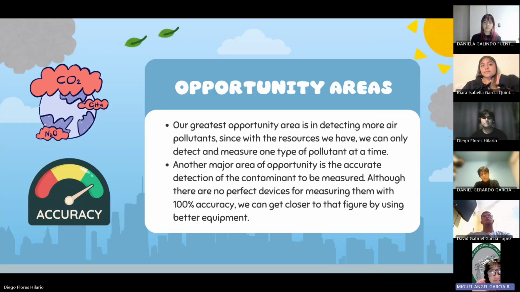Our greatest opportunity area is in detecting more air pollutants, since with the resources we have, we can only detect and measure one type of pollutant at a time. Another major area of opportunity is the accurate detection of the contaminant to be measured. Although there are no perfect devices for measuring them with 100% accuracy, we can get closer to that figure by using better equipment.